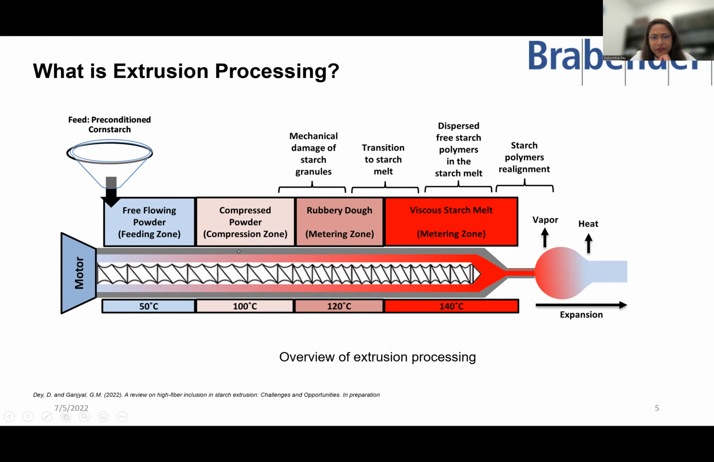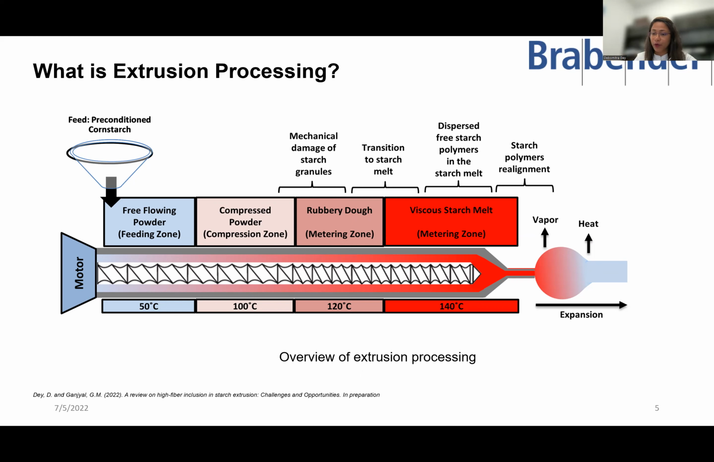And then here, this is the compression zone. Here usually the screw diameters become smaller and they try to compress the flour material. Then it is pushed to the metering zone, where the material is converted into a rubbery dough. As you can recall, we already have water added to this mixture. So when you are putting in more force, it's very similar to what we do when we make dough at home.